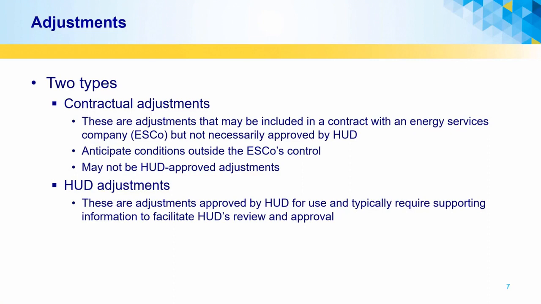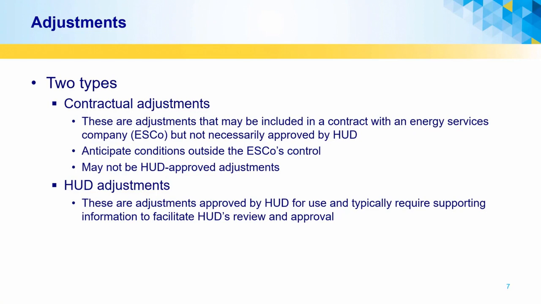Contractual adjustments between the owner, the housing authority, and the ESCO can include weather corrections, maintenance-related corrections when maintenance is not performed, changes in building use, etc., some of which may be eligible HUD adjustments, but are defined in the ESCO contract. HUD-approved adjustments are specific to the 52722 and 23 forms and subsidy eligibility.